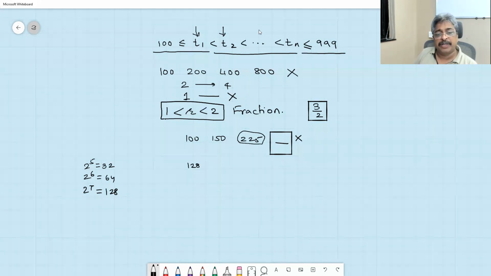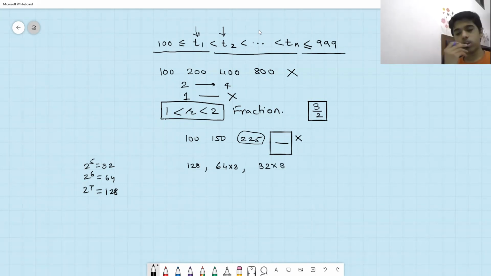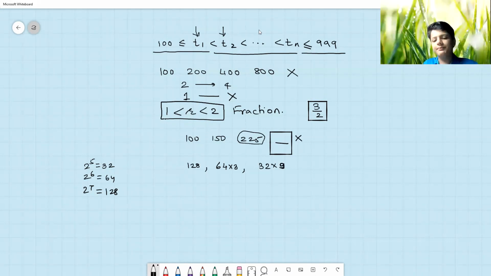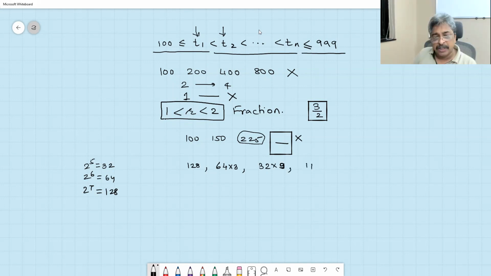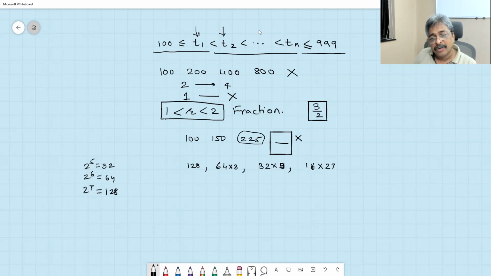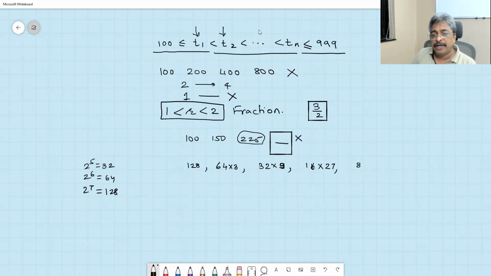Next number is going to be 64 into 3, which is 192. Next number will be 32 into 9. Is it correct? Yes. So 32 into 9. The next number will be 16 into 27. Is it true? Yes. The next number will be 8 into 81.